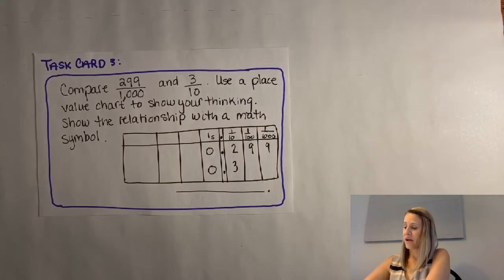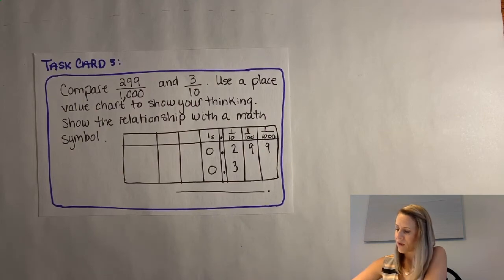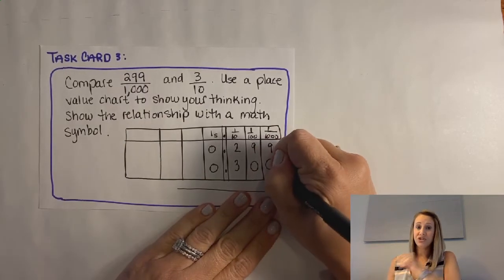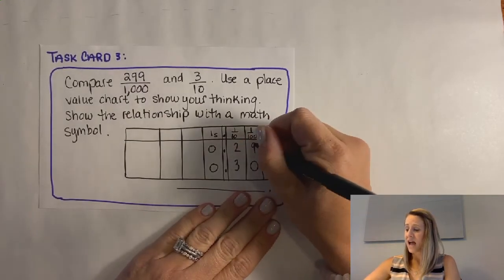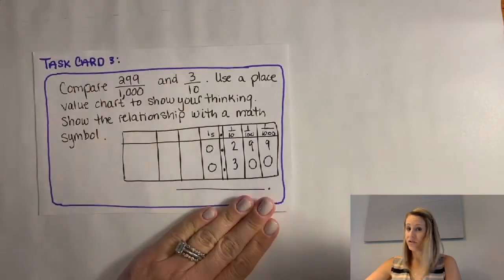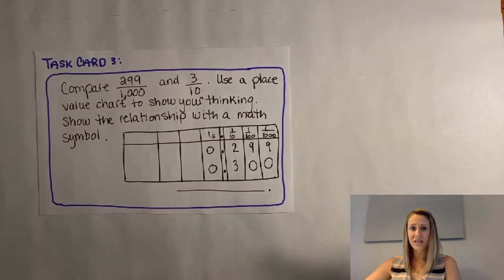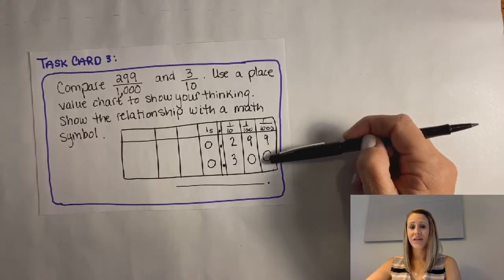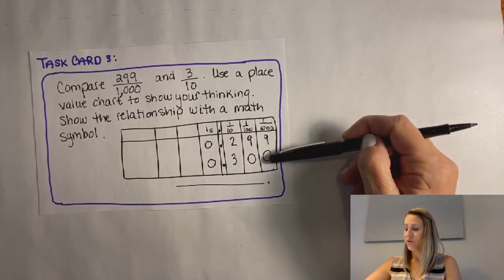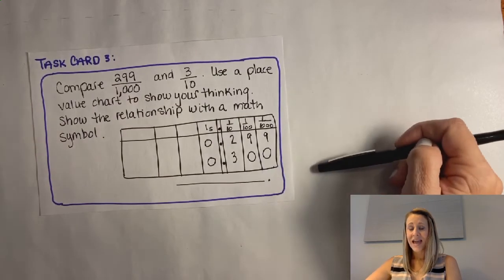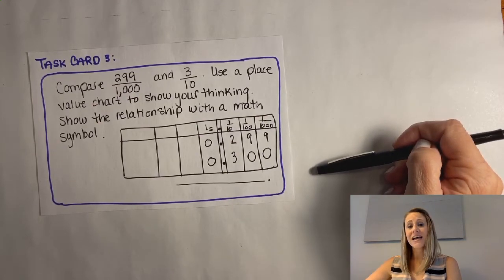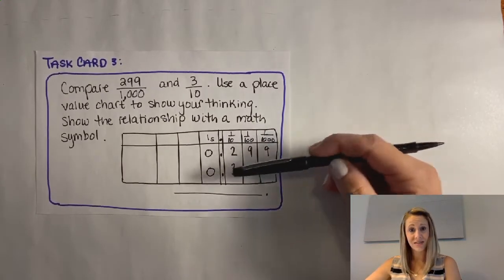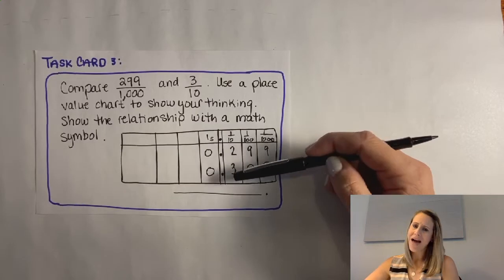Sometimes students, when comparing decimals, prefer to fill in zeros to make the two decimals have the same number of digits. So you could even fill in that the second number has no 100ths and no 1000ths. When you do that, I think it's really easy to think about comparing these two numbers. I have 299 thousandths, and I can express 3/10 as also being 300 thousandths. Okay, think about why that's true.